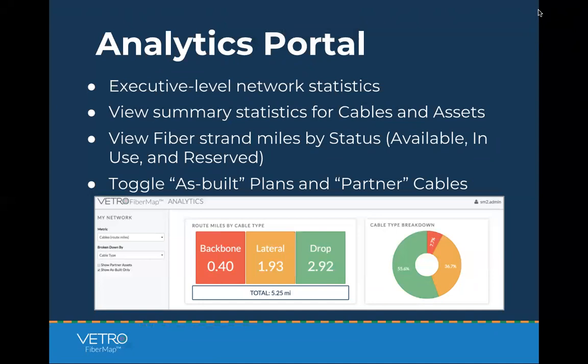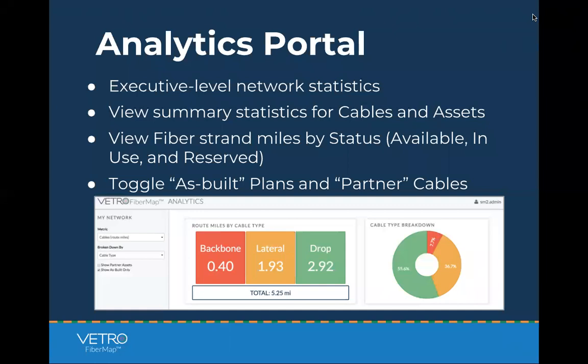We have some options built in to show summary statistics for our cables and assets. We can view fiber strand miles by status, say if they're available, in use, or reserved. And we can also toggle the as-built and partner cables. I'll show you where some of these settings exist in VETRO, and then how we open up the analytics portal.